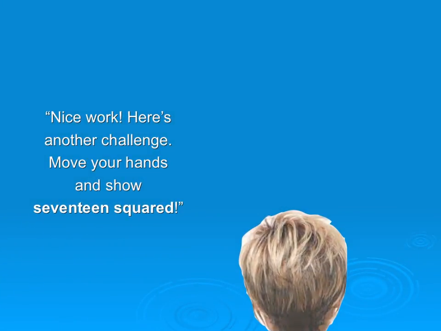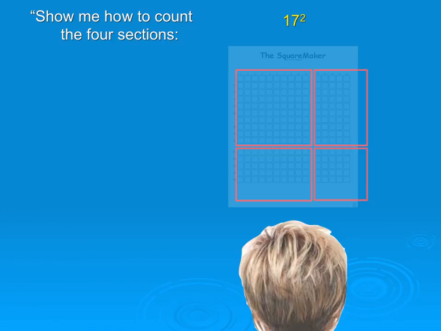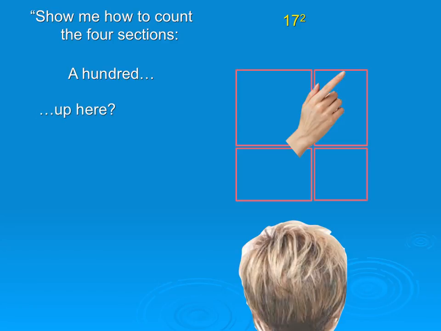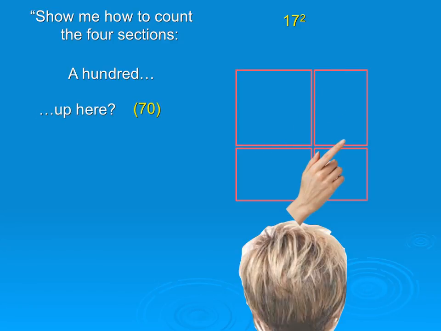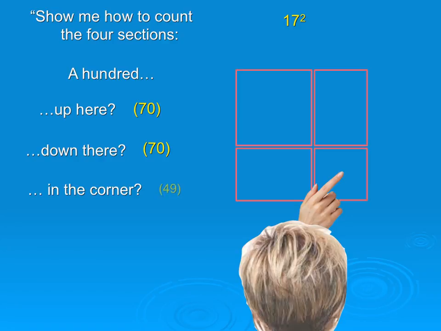Move your hands and show 17 squared. This is all in our imagination. Now, show me how to count the 4 sections for 17 squared. Well, we always start with 100 up there. But what about up here? If you were thinking 70, that is right. And down there? 70 there also. Now down here we're going to have 7 by 7, right? In the corner? That's 49, that's right.